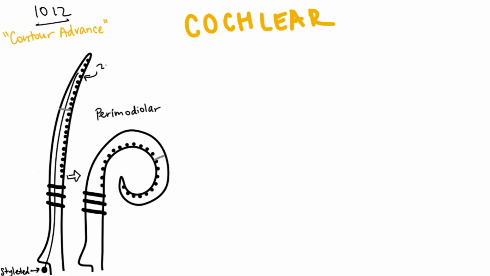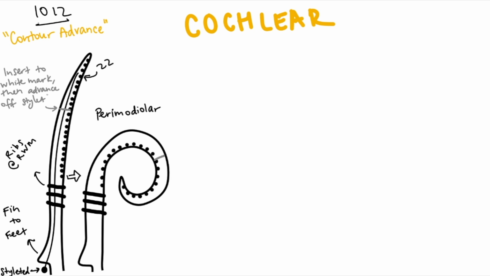Cochlear electrodes have 22 contacts, and ribs, which signify a complete insertion when they're at the round window. There's a fin, which should be oriented inferiorly during insertion, or fin to feet. You insert this electrode through the round window until the white marker line is at the round window. Then grip the stylet and advance it off stylet and into the cochlea.